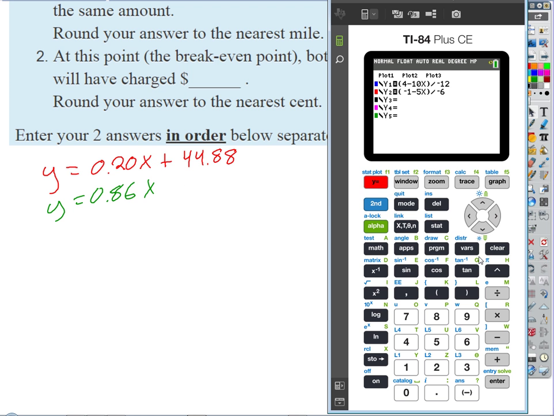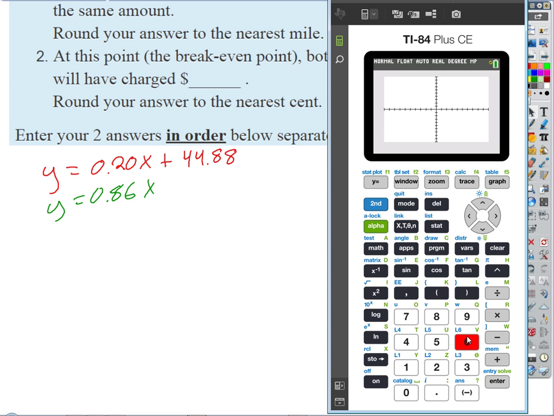So we'll make the top one y1, bottom one y2. So the top one is going to be 0.2x plus 44.88. And the bottom one is just 0.86x. And we'll try zoom standard, but it's not going to work this time.